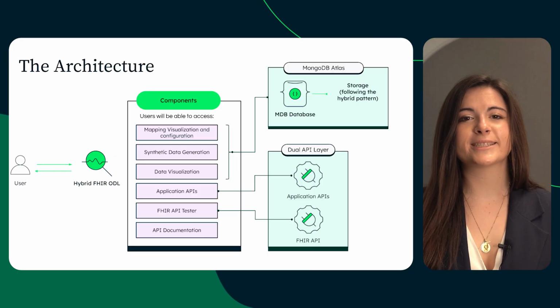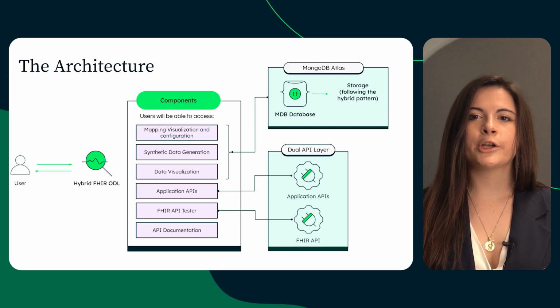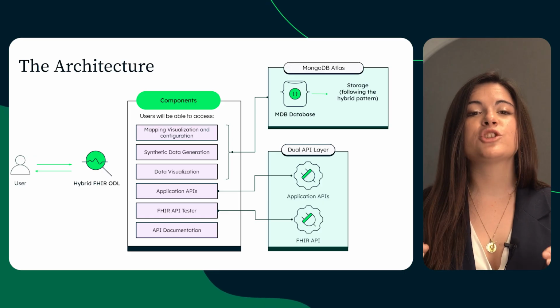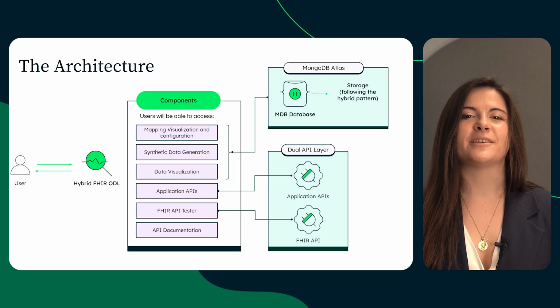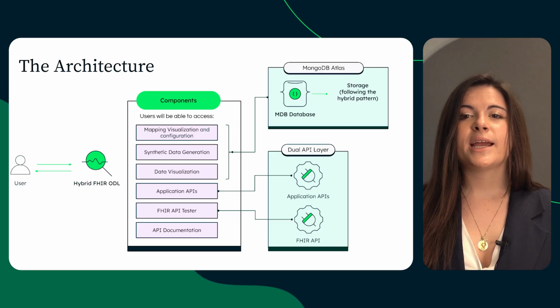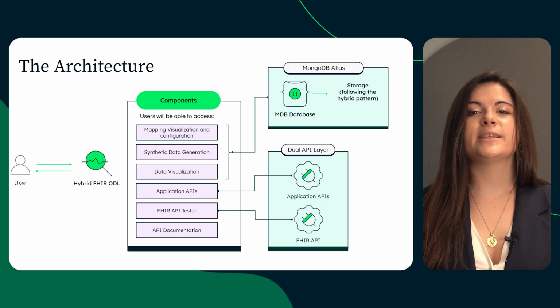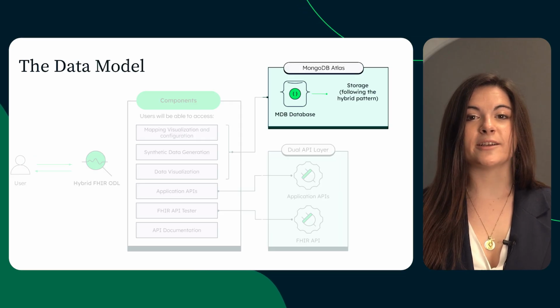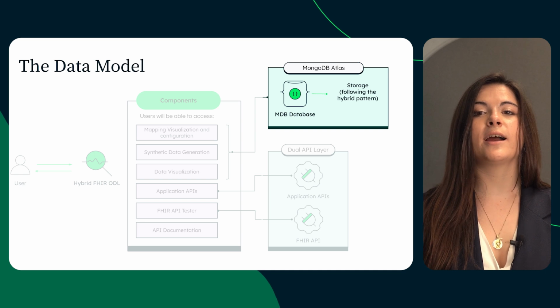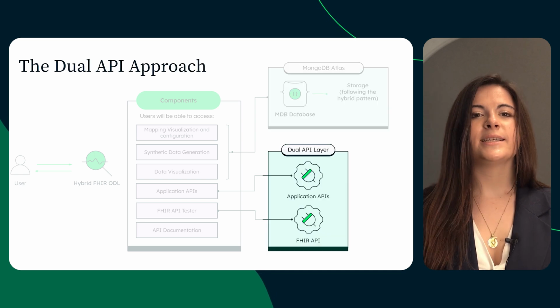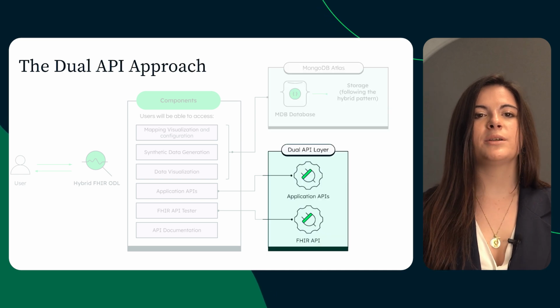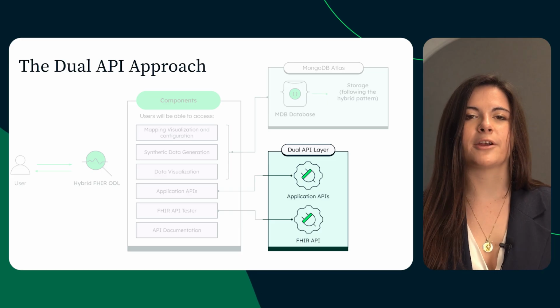As we have already seen in practice, users can explore mappings, generate synthetic FHIR data, and much more, all from the same unified service. And this isn't theoretical. Everything you see here can be built using standard tools and patterns, following this architectural approach. At the center, we use MongoDB Atlas, storing the hybrid FHIR documents. On top sits the dual API layer, exposing both application APIs and FHIR APIs. All that allows us to create the service you just witnessed, a unified way of creating, analyzing, and using this new hybrid ODL approach.